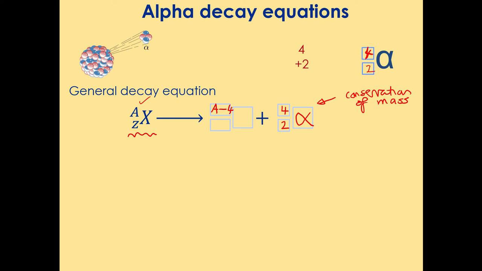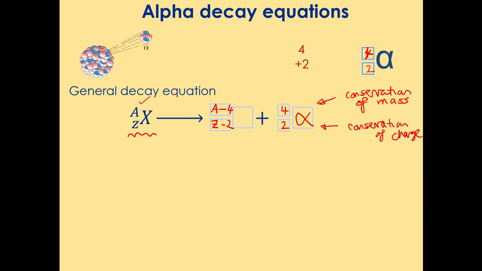We're going to do the same thing for the numbers at the bottom, but when we're doing decay equations, this one at the bottom is called conservation of charge. So we're kind of not being as strict as this being definitely the number of protons, but we're talking about the charge here. So if we started off with a charge of Z and we lose a charge of 2 to go to the alpha, what we've got left is Z minus 2.